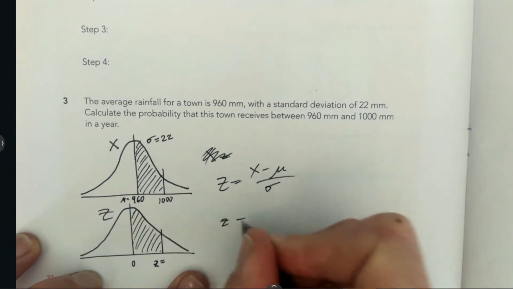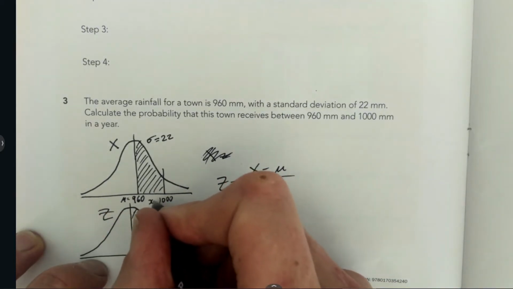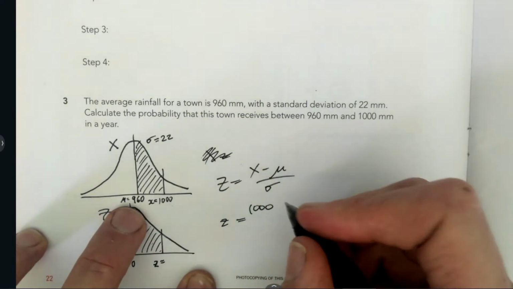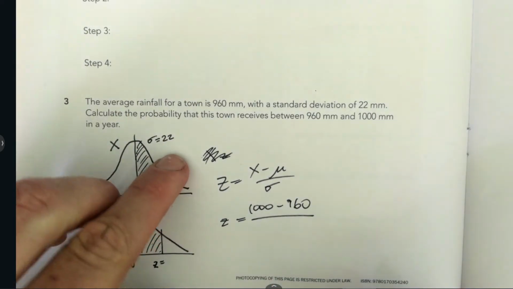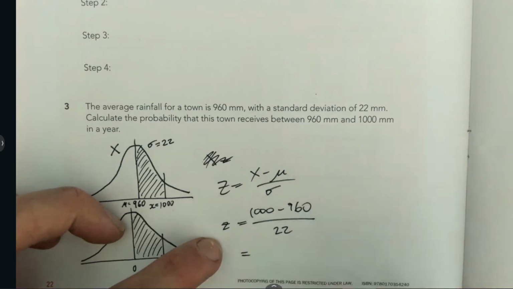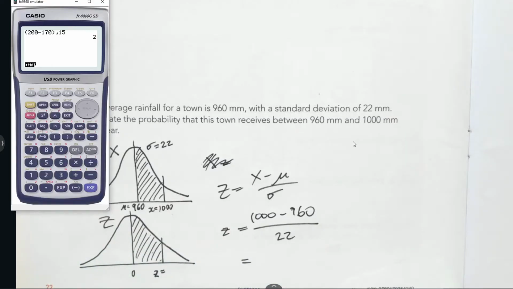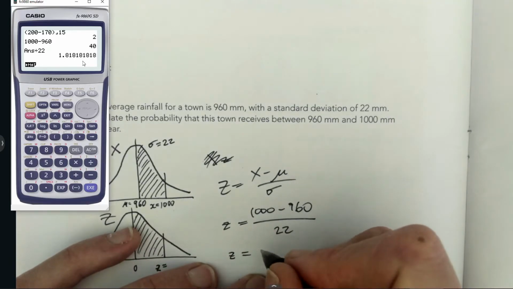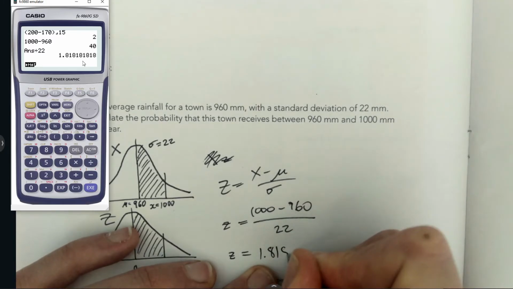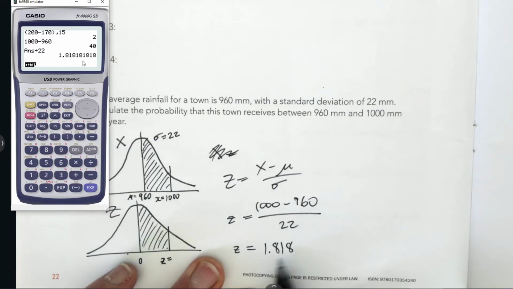So our little Z is going to be, our X value is over here at 1,000, minus off the mean, 960, all over the standard deviation of 22. I'm going to show you another way of typing that into your calculator, probably a little bit faster. You can just do 1,000 minus 960, click equals, and then divide by 22. It's the same method as this, just a little bit easier to do. So our Z value is coming out at 1.818. Oh, this is a much better question. This is going to be more difficult for us to find a Z value.